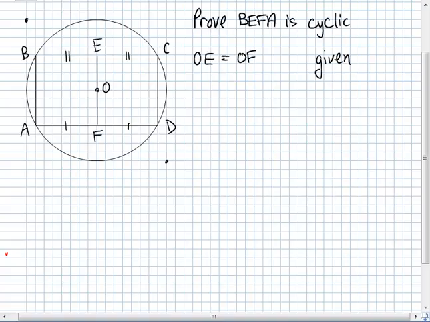Okay, well, the first thing that you should notice is this piece of information you've been given, that OE is equal to OF. In other words, this section here is the same as that section there. And not only that, but it tells you that each of those lines, OF and OE, bisects BC and AD. In other words, F and E are midpoints. Okay, that's the definition of bisect right there.